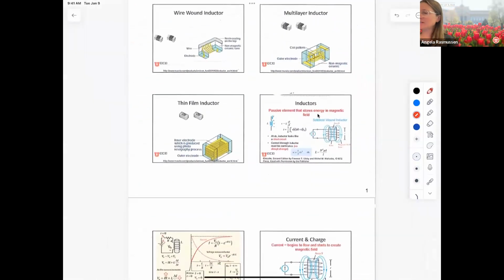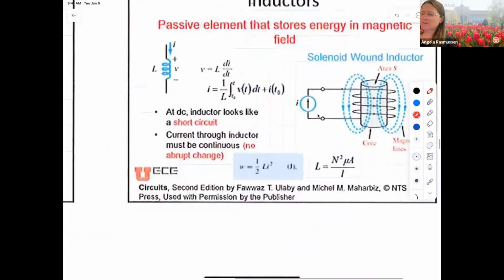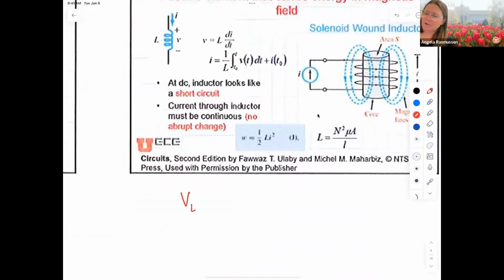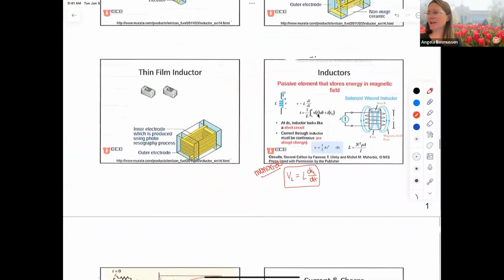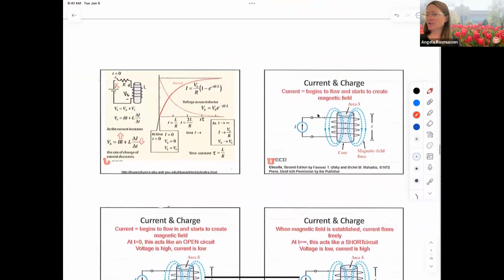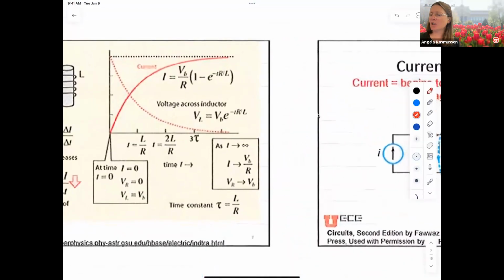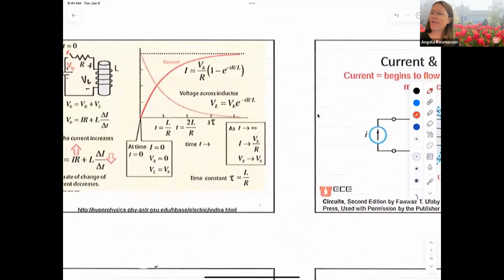So again, memorizing an equation here: the voltage across the inductor, V_L, is equal to L dI_L/dt. And that's the equation that you're going to memorize. So just like with the capacitor, it also has a charge and discharge, so you're going to have a time constant, that tau.